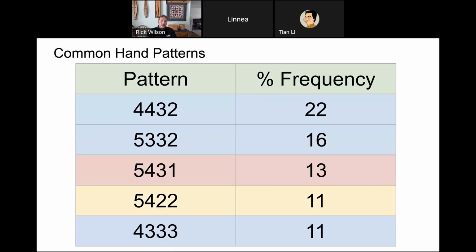We want you to recognize these numbers here. You've heard, we say 4-4-3-2 a lot, 5-3-3-2 a lot, and we talk about the 4-3-3-3 as being balanced. If you can memorize these 5 patterns here, that will account for the majority of hands that you play. So what does this add up to? 60% of the hands are one of these 5 patterns.